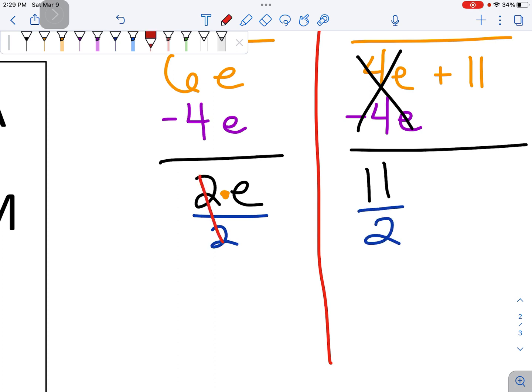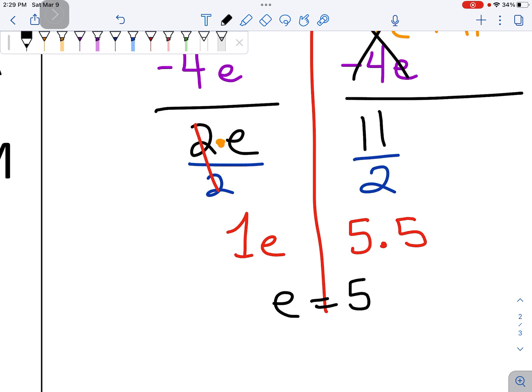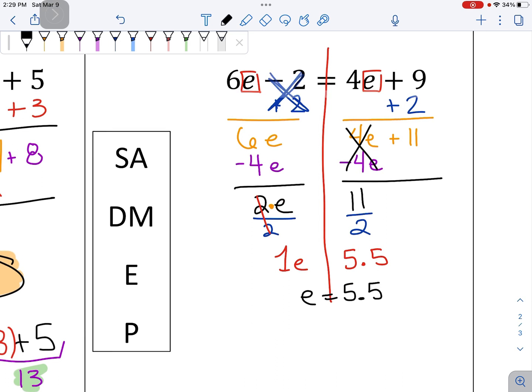All right, get rid of those 2's. 2 divided by 2 is 1. This says 1e equals, and if you put this in your calculator, it's going to tell you 5.5. That's 11 divided by 2. It feels like this should not be the right answer because we haven't had one of these at all yet, right? But let's put it back in the calculator and just see what happens, right?